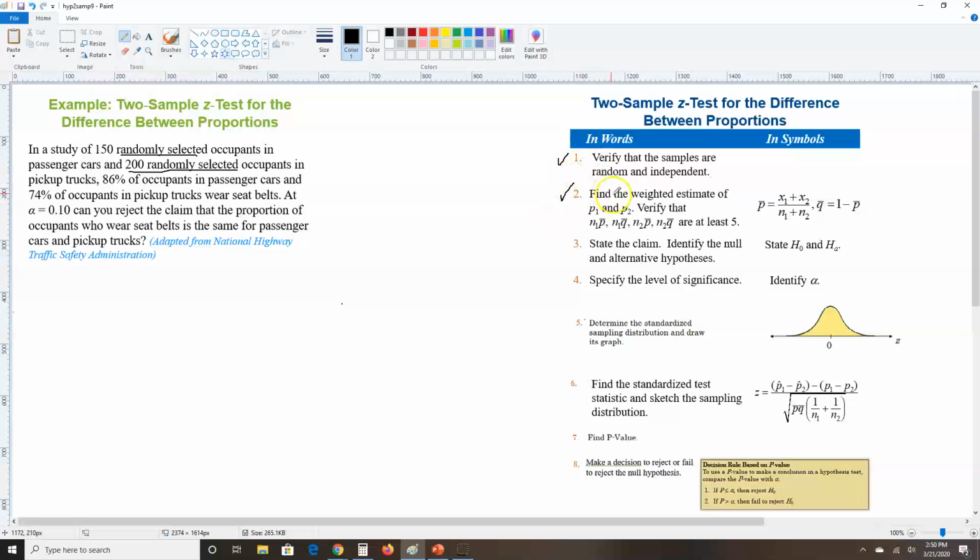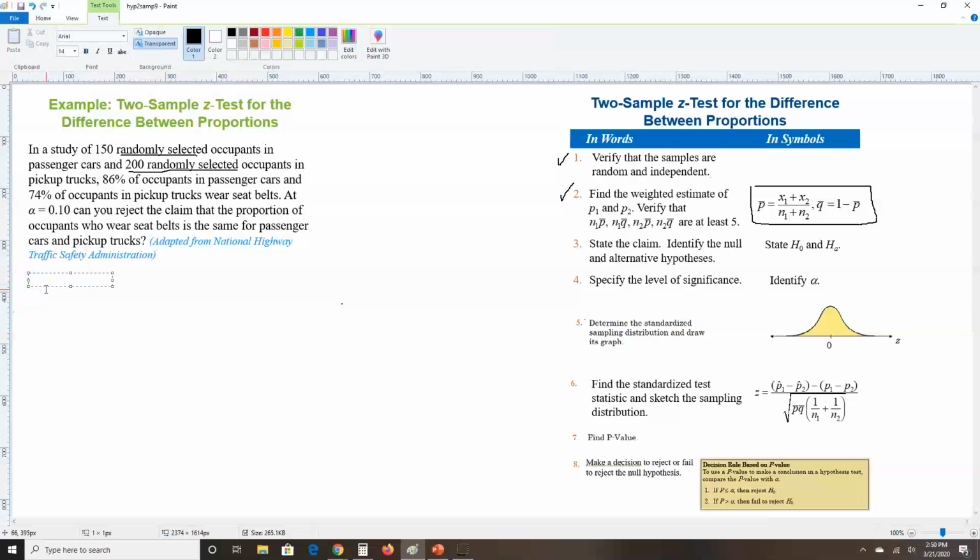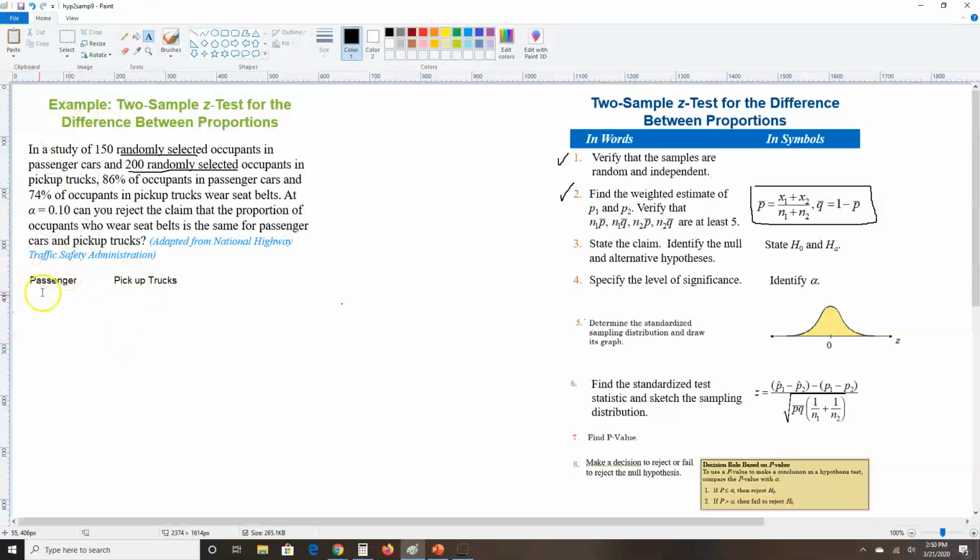Here we go with the second step. We're going to find something called the weighted estimate of P1 and P2. So basically I had to use this formula here. But to use this formula I need some information. Right now in this problem we're working with passenger cars and pickup trucks. What do I know about each of these? I know the sample size of the passenger cars, and that was 150. I'm going to call this N1 because I had two vehicles. So the sample size of my first vehicle, passenger cars, N1, is 150. And the sample size for the pickup trucks, N2, is going to be 200.